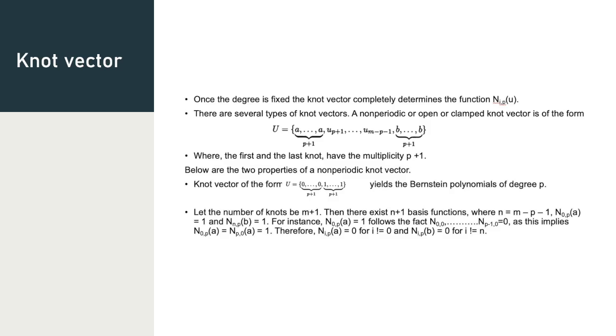Below are the two properties of a non-periodic knot vector. A knot vector of this form U yields the Bernstein polynomials of degree p. Let the number of knots be m plus 1. Then there exist n plus 1 basis functions where n equals m minus p minus 1. There is an example where the knot vector is defined, and for instance N 0,p of a equals 1, which follows from the fact that N 0,0 to N p-1,0 of 0 equals 0.